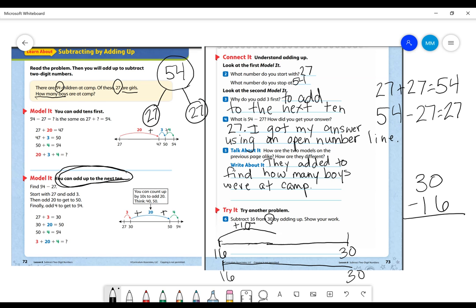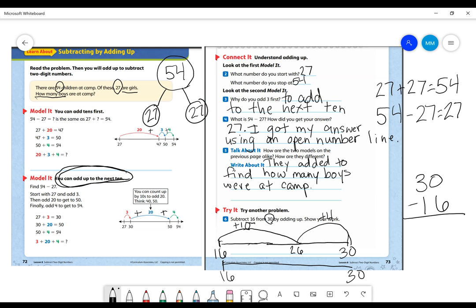So I'm going to add 10. So 16 plus 10 equals 26. Great job. Now I am adding to 30, and I can count on from 26 to 30. So 26, 27, 28, 29, 30. How many more would I need to get to 30? 4 more. So I had 10 plus 4.